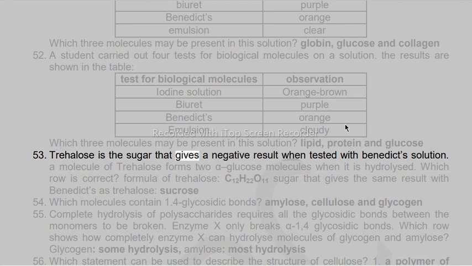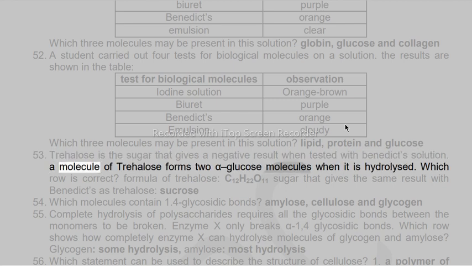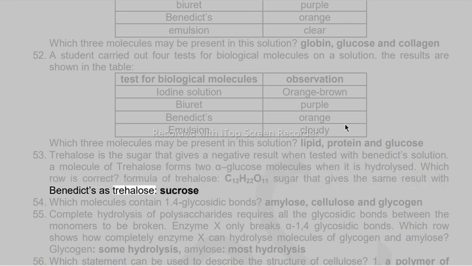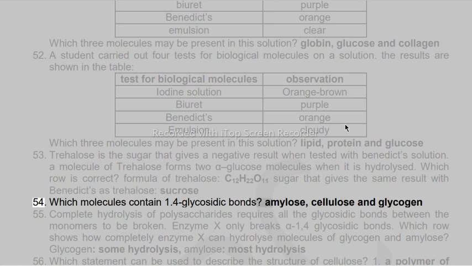53. Trehalose is a sugar that gives a negative result when tested with Benedict's solution. A molecule of trehalose forms 2 alpha glucose molecules when it is hydrolyzed. Which row is correct? Formula of trehalose, C12H22O11; sugar that gives the same result with Benedict's as trehalose, sucrose.